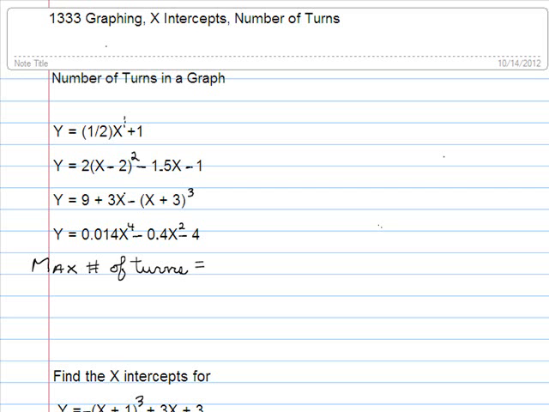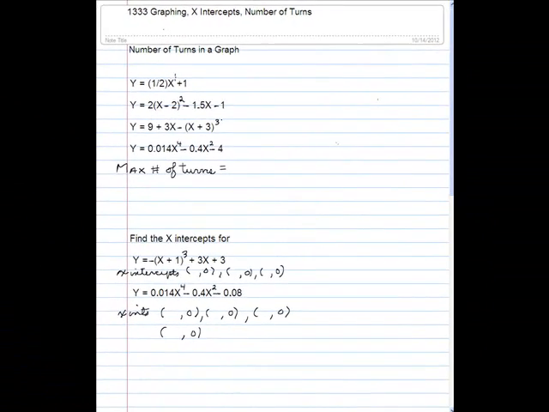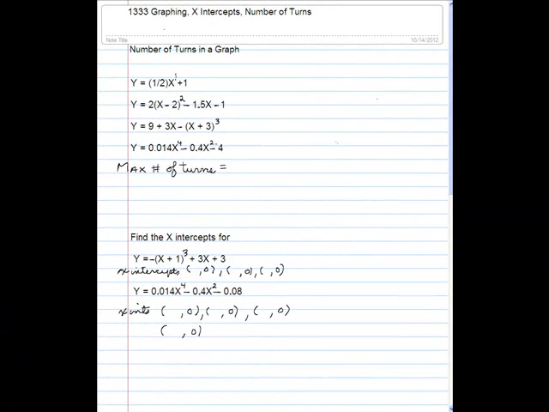The third function again has a degree 1 understood term and a degree 3 term, so this would be a function of degree 3. And the last function has a degree 2 term and a degree 4 term, so we would say that this particular function has degree 4. So if you go back and review, this is a degree 1, a degree 2, a degree 3, and a degree 4. Now we're going to look at these functions and see how many turns they make.